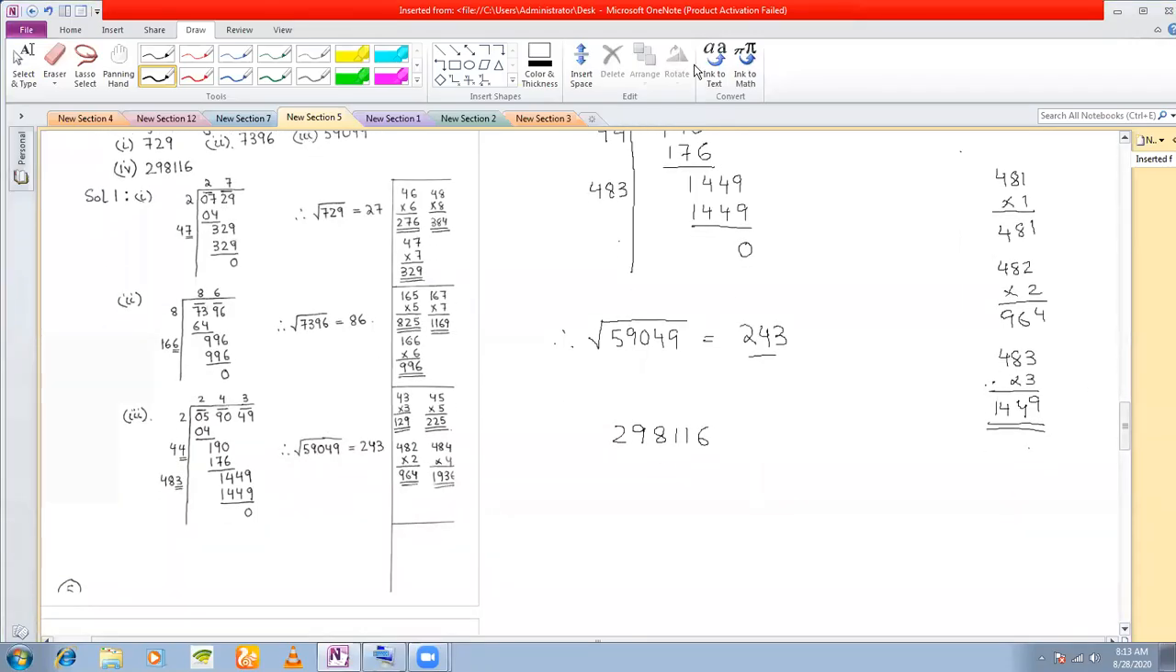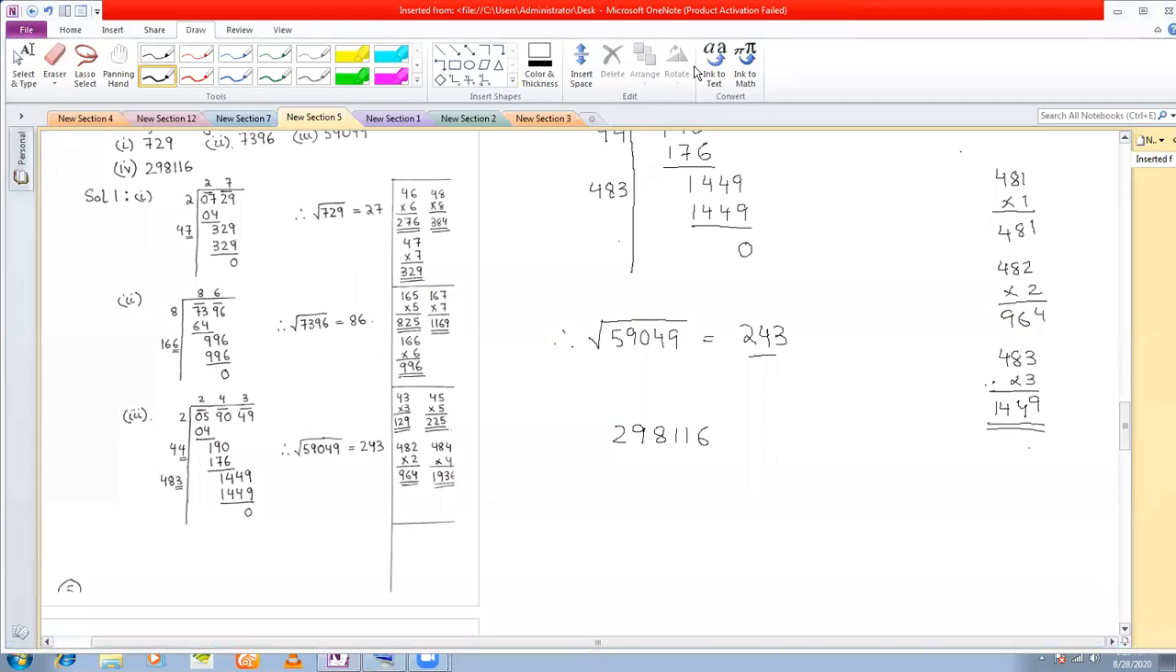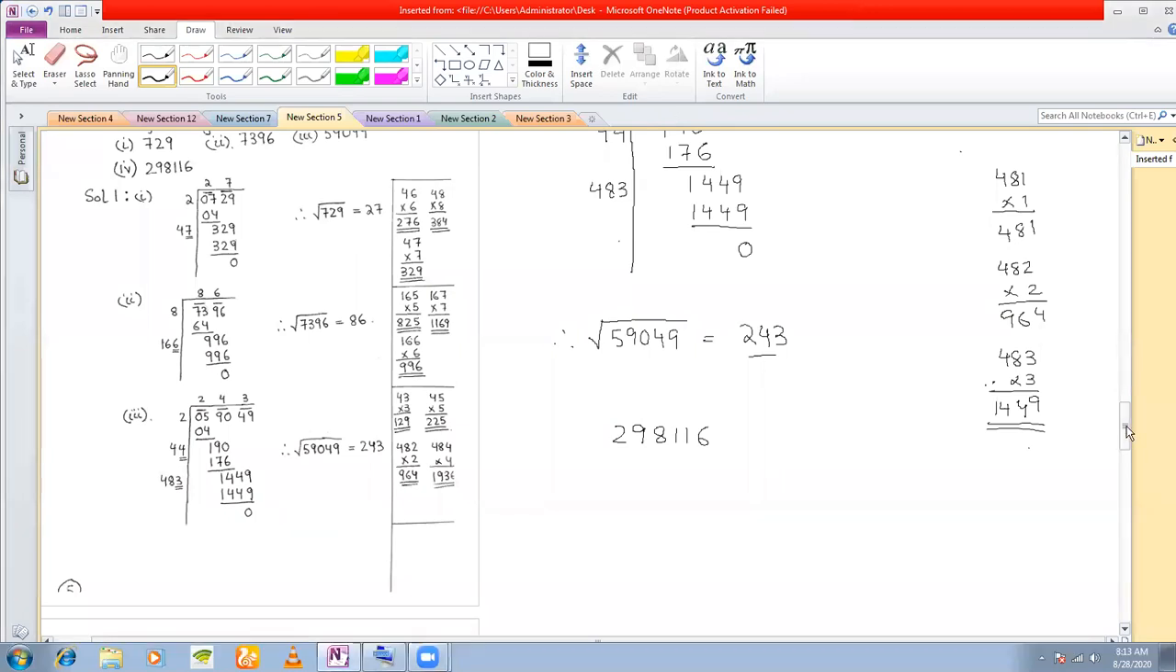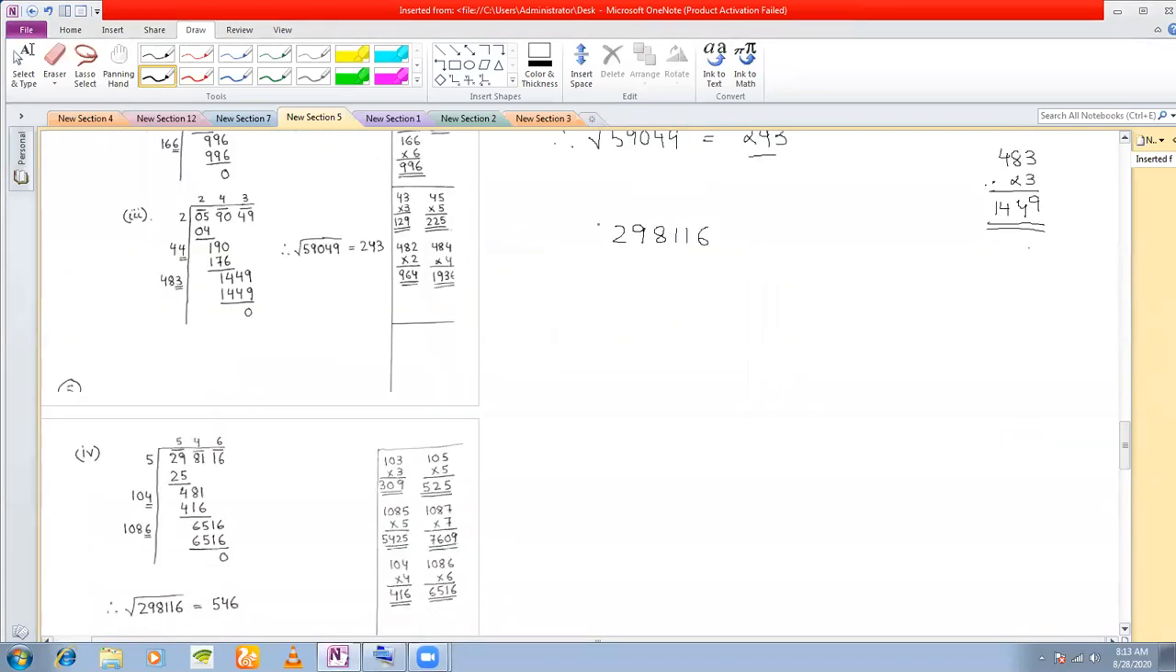Now, in order to find out the square root of this number, first we start pairing. First we start pairing numbers. Draw the table first for the division method. Draw this table and we start pairing.